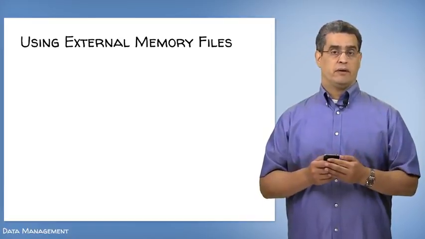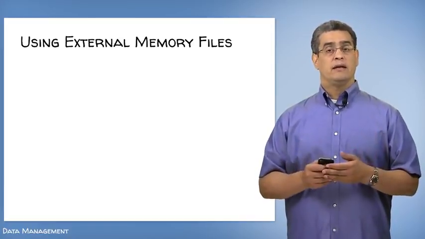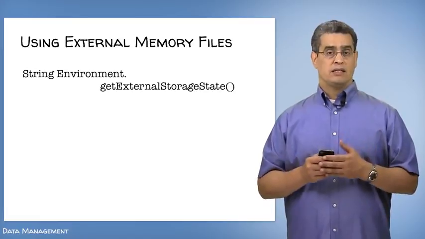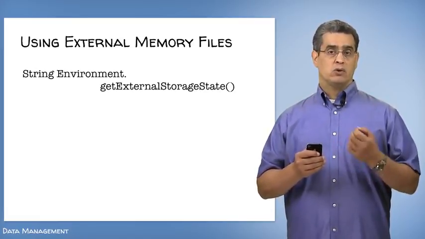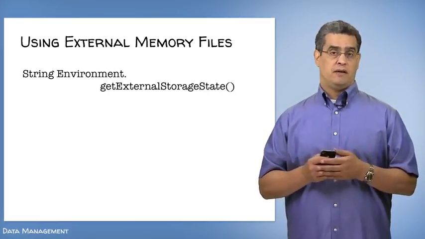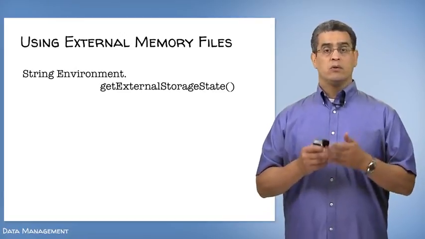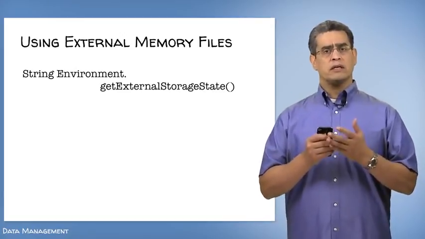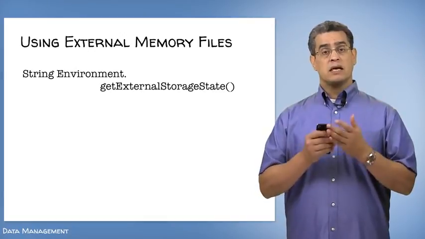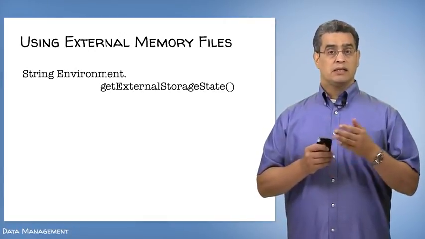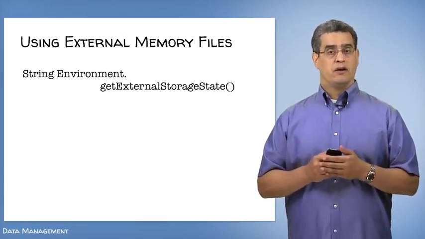the external memory. Now, one way to do that is by using the environment class's getExternalStorageState method. That method will return a value indicating the current state of the device's external memory. And some of those values are shown here.